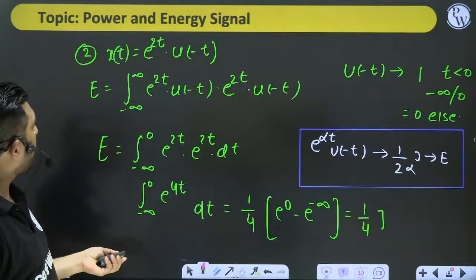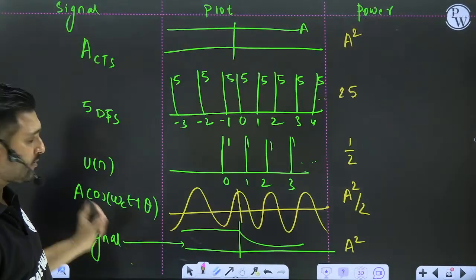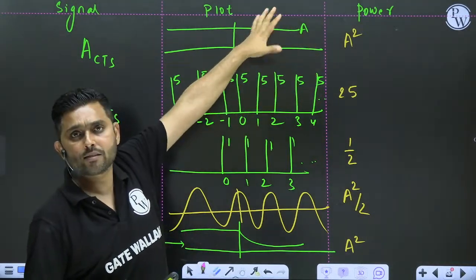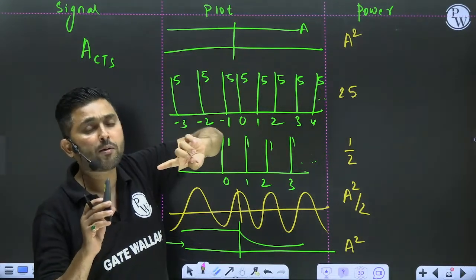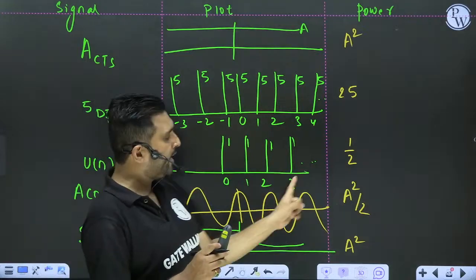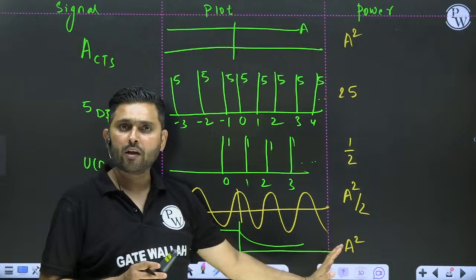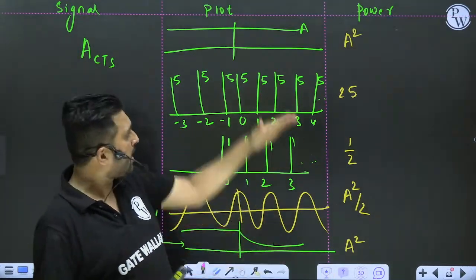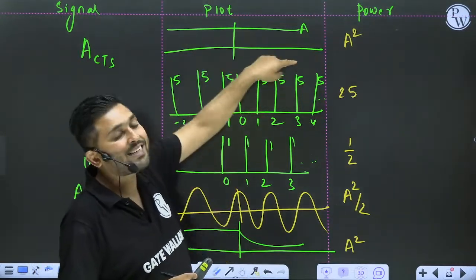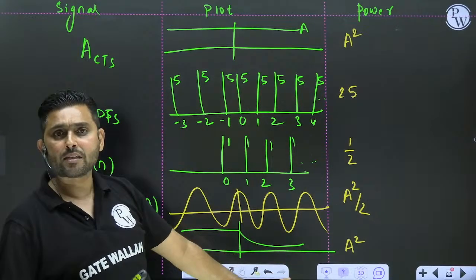Similarly, let's talk about the power one. Don't you think they are infinite duration bounded signals? I'm not talking about area. One thing is common, that they are all infinite duration, going towards infinity. All the infinite duration bounded signals are power signals.